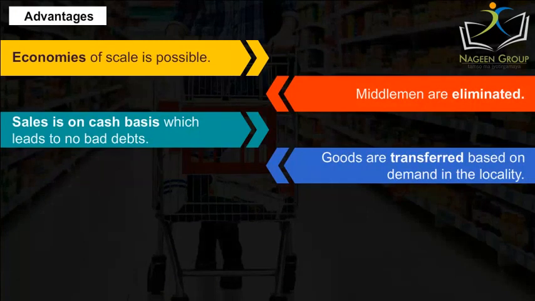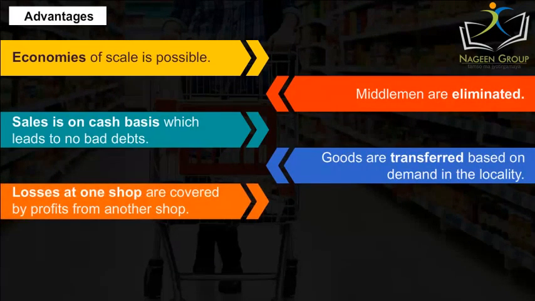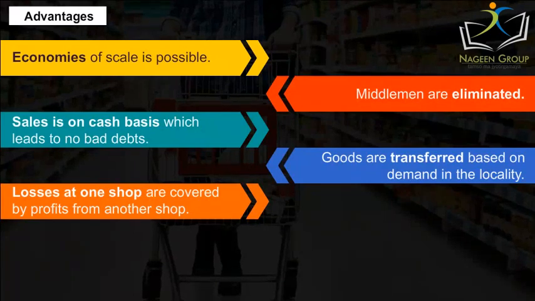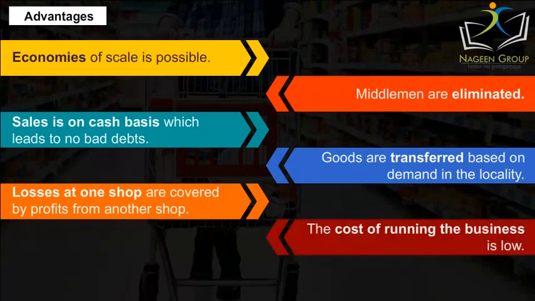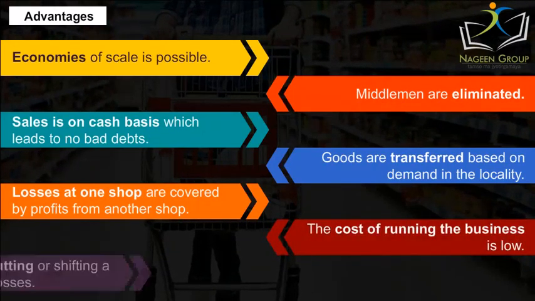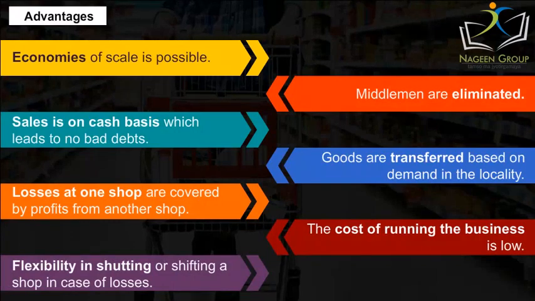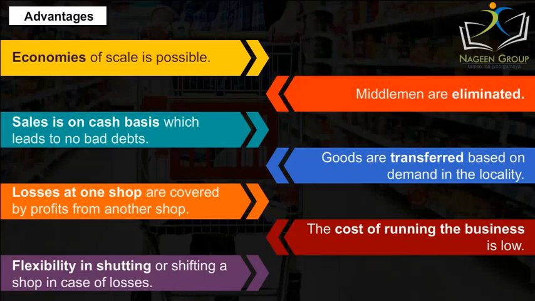4. Goods are transferred based on demand in the locality. 5. Losses at one shop are covered by profits from another shop. 6. The cost of running the business is low. 7. Flexibility in shutting or shifting a shop in case of losses.